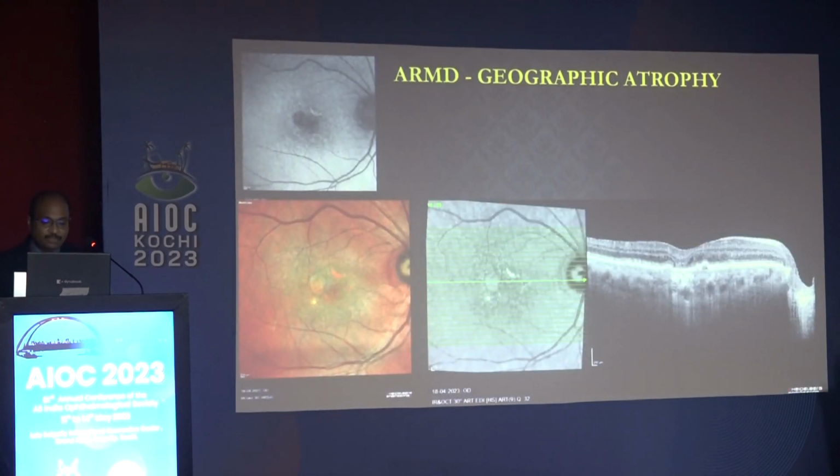This is an example. Again, you can see clearly the geographic atrophy on the multicolor image, as well as on the autofluorescence here and on the infrared image here. You can see exactly this area: the RPE is missing, the choriocapillaris is also thinned out, and there's a lot of shadowing.